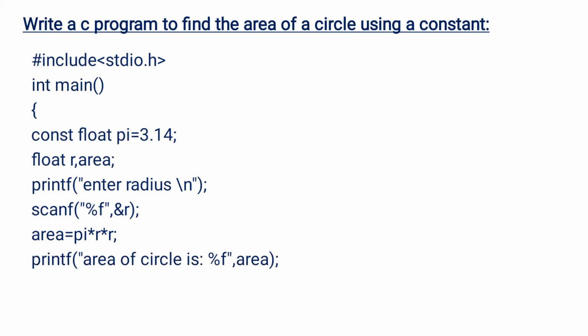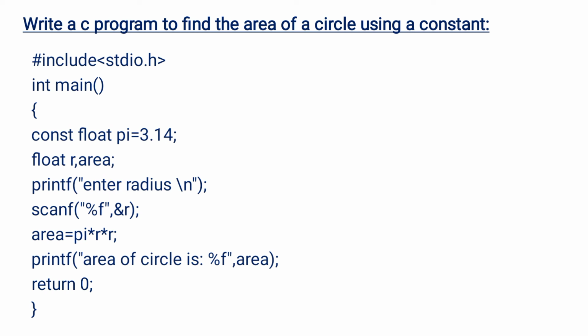printf("Area of a circle is %f", area). Here %f is the format specifier for floating point variables. This is the printf function, the formatted output function. This text is printed on the screen as it is. Next, return 0 statement. Next, main function closing. So this is the program.